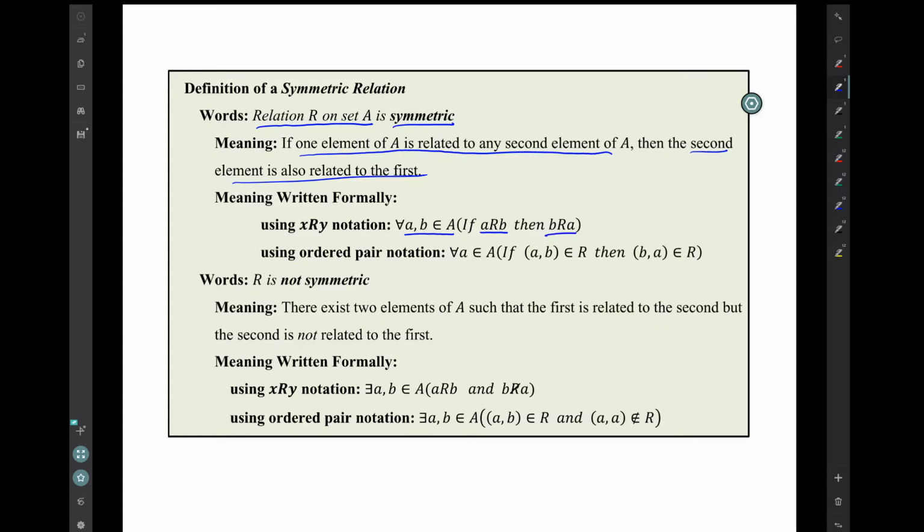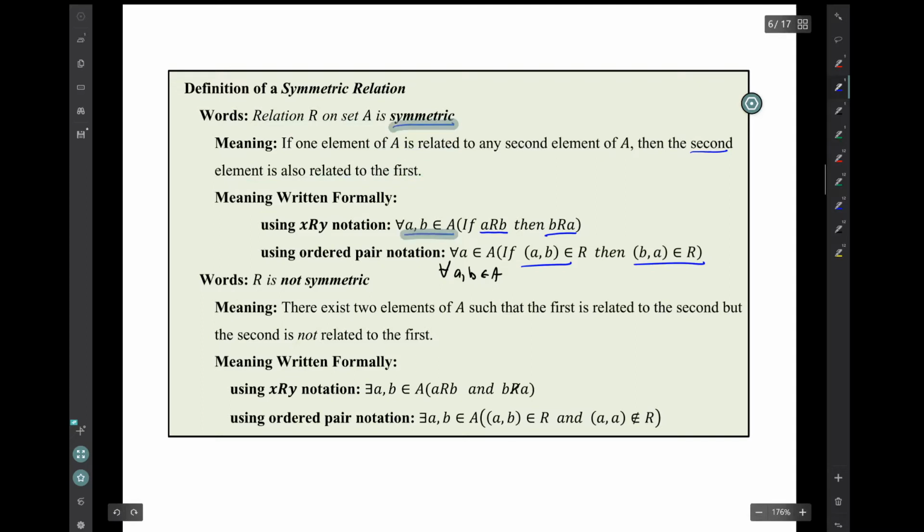And another way of writing that is, for all A and B, if the ordered pair A comma B is in the relation, then the ordered pair B comma A is also in the relation. So that's what it means to be symmetric.